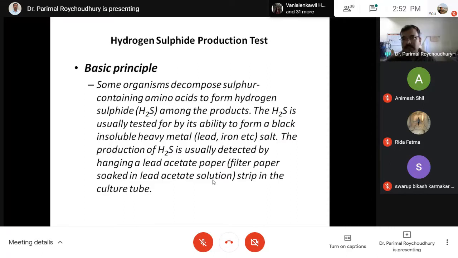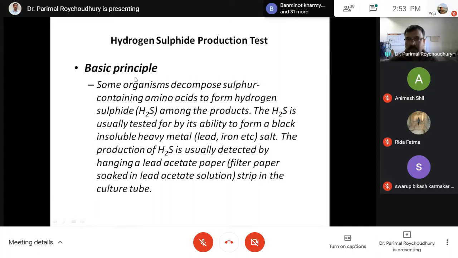The next is the hydrogen sulfide production. I guess all of you, during your 11th and 12th standard, performed the test for detection of hydrogen sulfide, and there you learned that ammonium sulfate, which is a white salt, when it comes in contact with hydrogen sulfide, will convert to black color. At the same time, the other is lead acetate, ammonium sulfate as well as lead acetate.